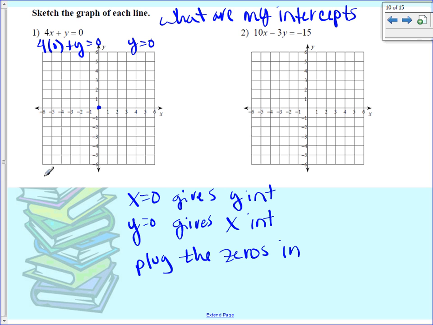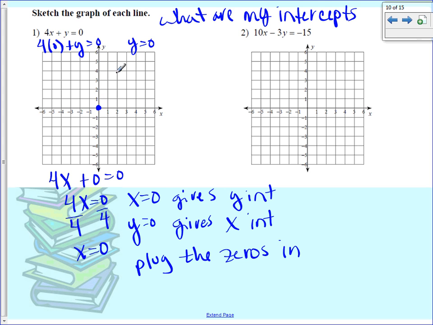Now let's plug 0 in for y. So I have 4x plus 0 equals 0. Does that make sense? So now I just have 4x equals 0. If I divide by 4 on both sides, I basically just have x equals 0. So my x and my y-intercept happen to be 0. When my x and y-intercept are both 0, I'm basically going to have the parent function, or something very similar to it with a different slope.